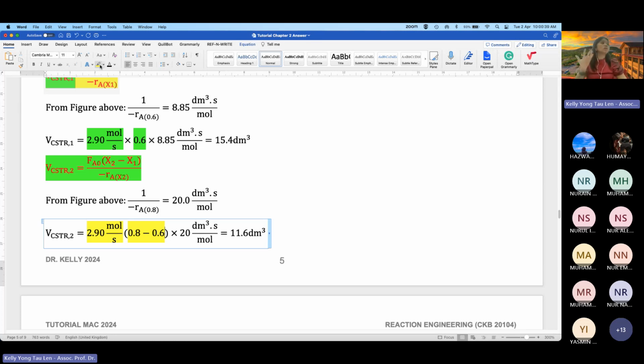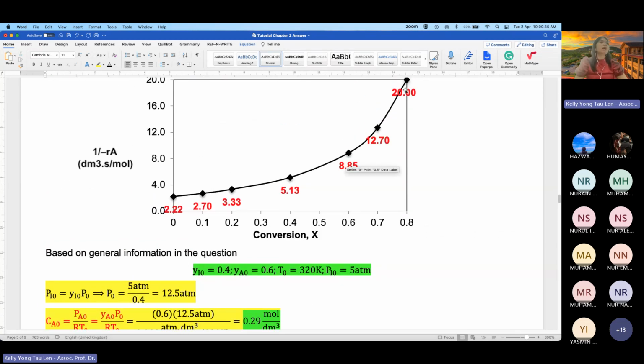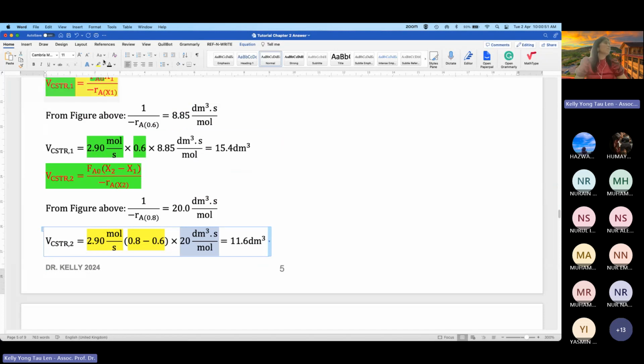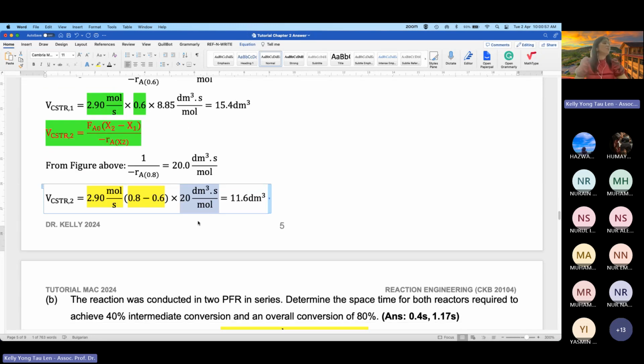So my x2 was 0.8. If you check the plot, when my x is 0.8, my 1 per minus RA was 20. So you have to multiply directly with 20. You will get the volume of the second CSTR as 11.6. Okay, so done for question A.